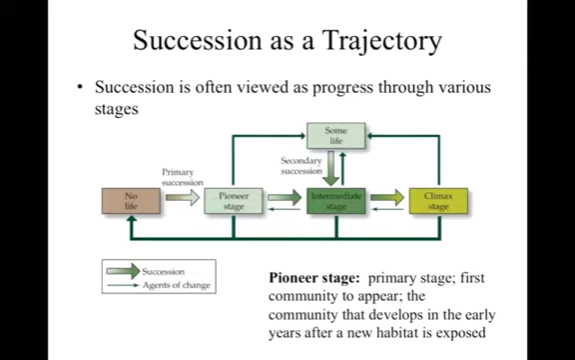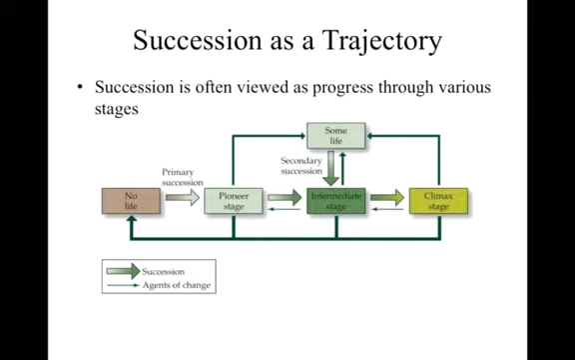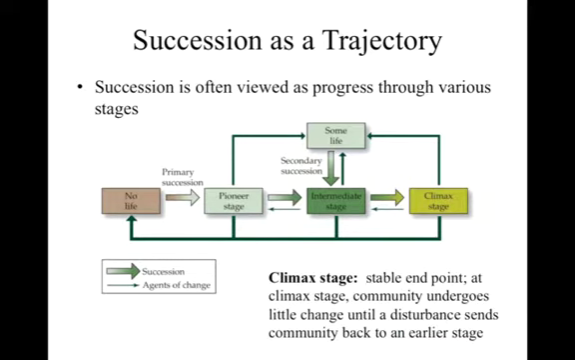So the pioneer stage is that primary stage, it's that first community to appear after bare rock, after you've been wiped down to nothing. And it's that community that develops in the early years after that very new, completely devoid of life habitat appears. The opposite end of the spectrum is the climax stage. That is the stable endpoint. So once you're at the climax stage, the community remains the same or mostly the same for many, many years or for very long periods of time until some kind of agent of change, some kind of disturbance, sends the community back to an earlier stage.